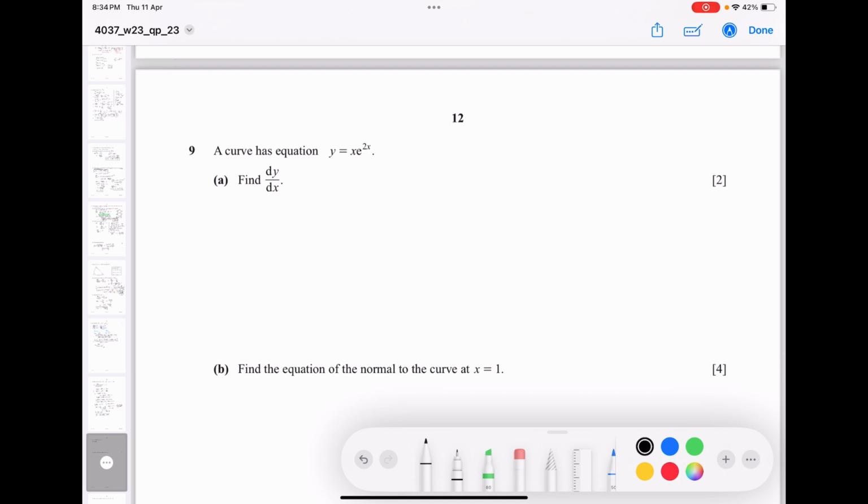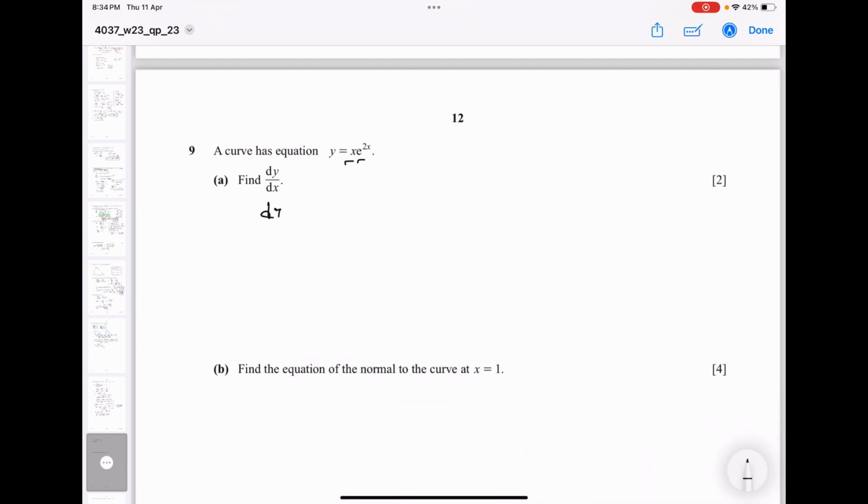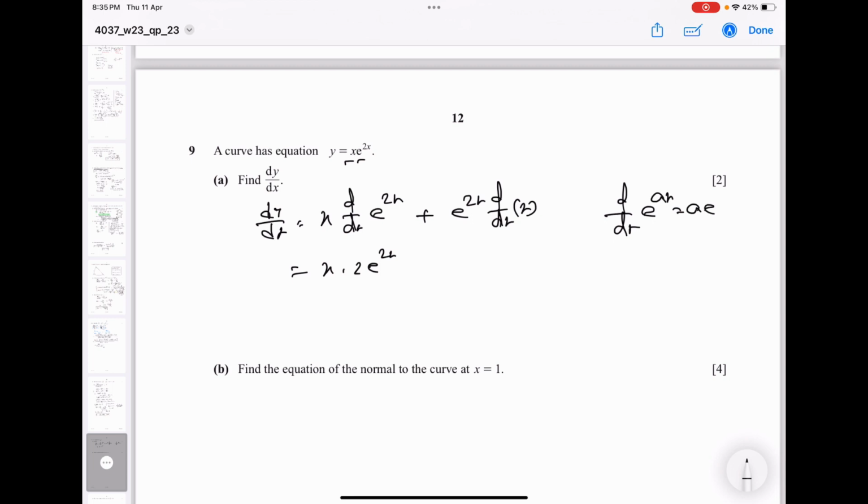Question 9. A curve has equation y equals to x e to the power 2x. Find dy/dx. Okay, this is the u times v product rule. Let me differentiate in that way. dy over dx equals to x d/dx of e to the power 2x plus e to the power 2x d/dx of x. Okay, so x times 2 times e to the power 2x. You must apply the chain rule. We know that d/dx of e to the power ax equals to a e to the power ax. Then x is differentiated, result is becoming 1. So 2x e to the power 2x plus e to the power 2x.